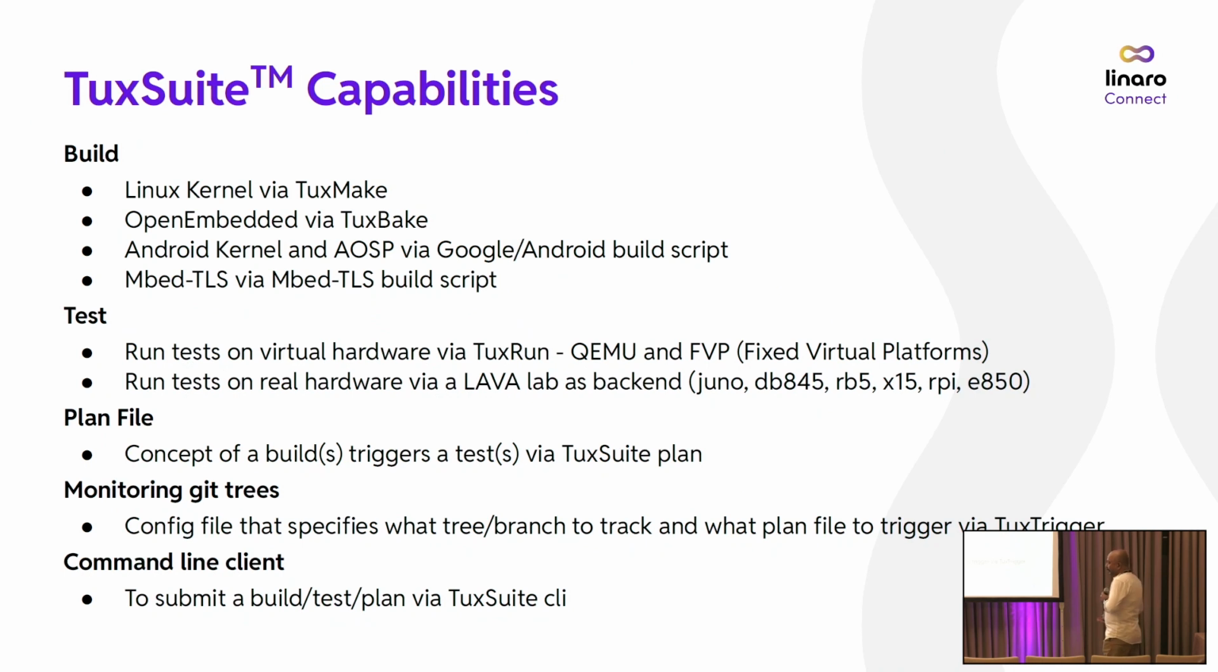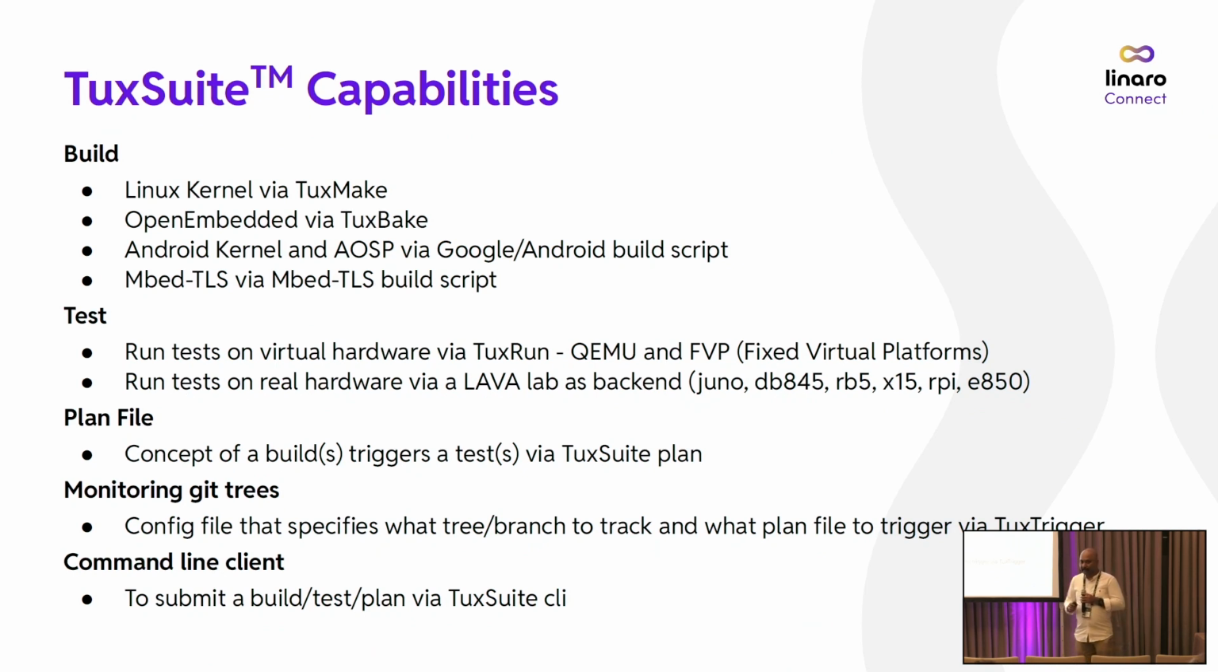How this is done is that we have a LAVA backend. With this LAVA backend, we have different devices connected. So you can submit a test, using the build artifacts built by TuxSuite, on a targeted device, whether it's virtual or a physical device, and then run your tests. The open source tool behind the testing use case is called TuxRun, and that is used to run tests at scale in our backend services.